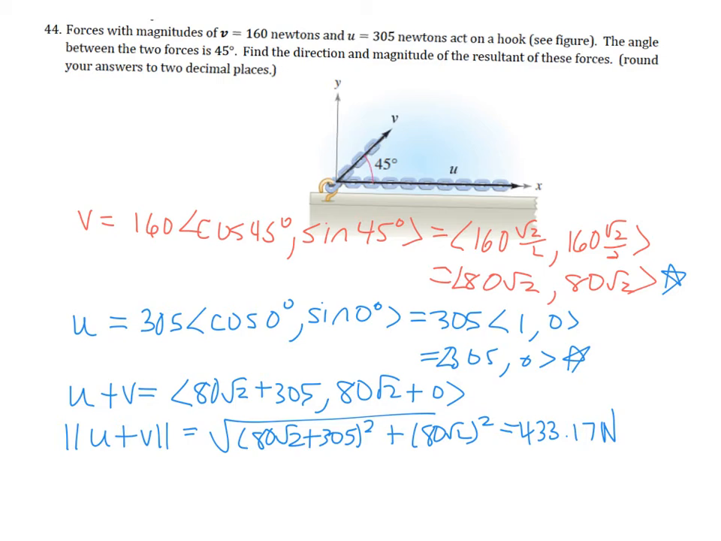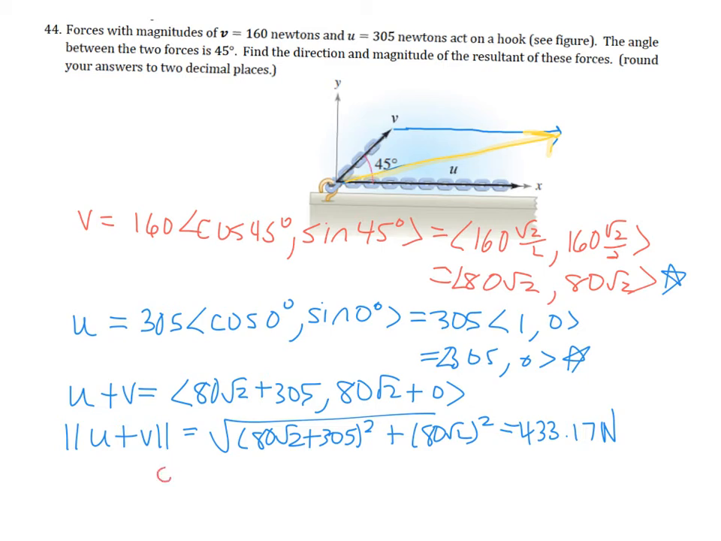If we were to draw the resultant force, we could do the parallelogram method. And it would be right here, approximately. Okay, so our resultant force would be right there. Okay. Now, so that's the amount, 433.17 newtons. Now, let's go ahead and do the angle measure.